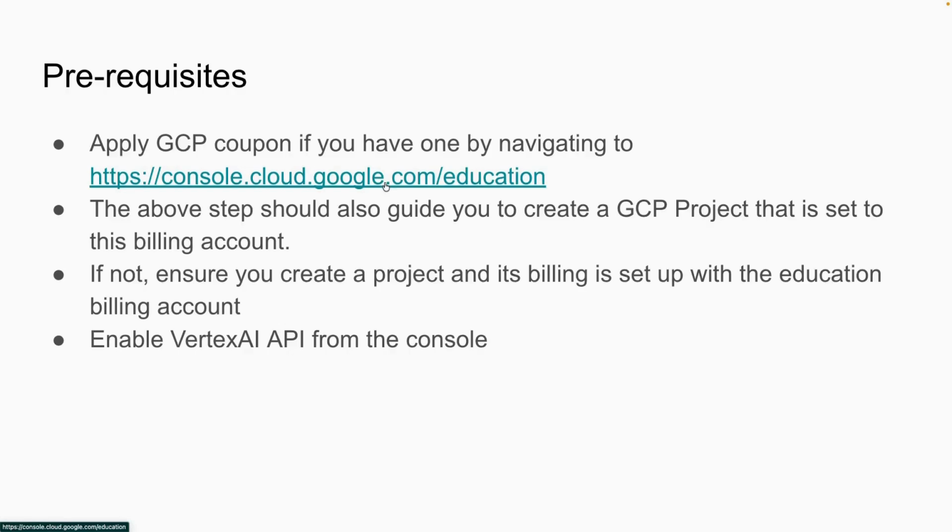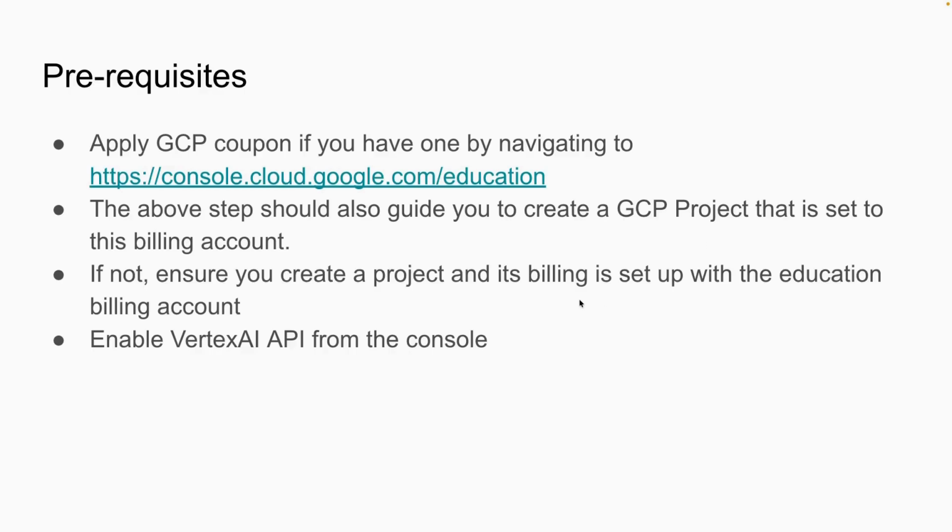And once that coupon is applied, that procedure itself might guide you to create a project. So go ahead and create any project, give some name. It should be a globally unique name. And of course, if you don't have a globally unique name, you'll be prompted to have one. So it's kind of easy to figure out. And it also comes with suggestions. So just pick one of those suggested project names and you're all set with that.